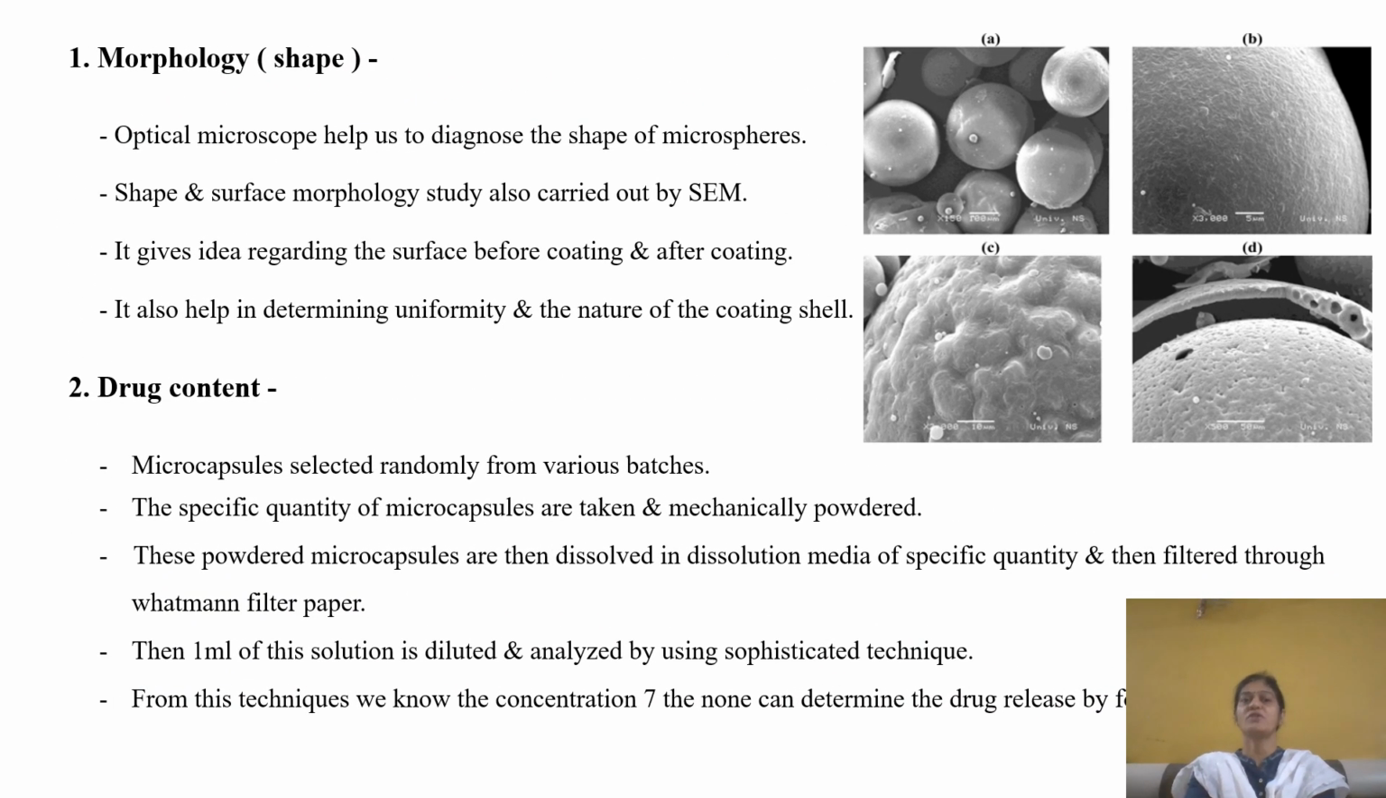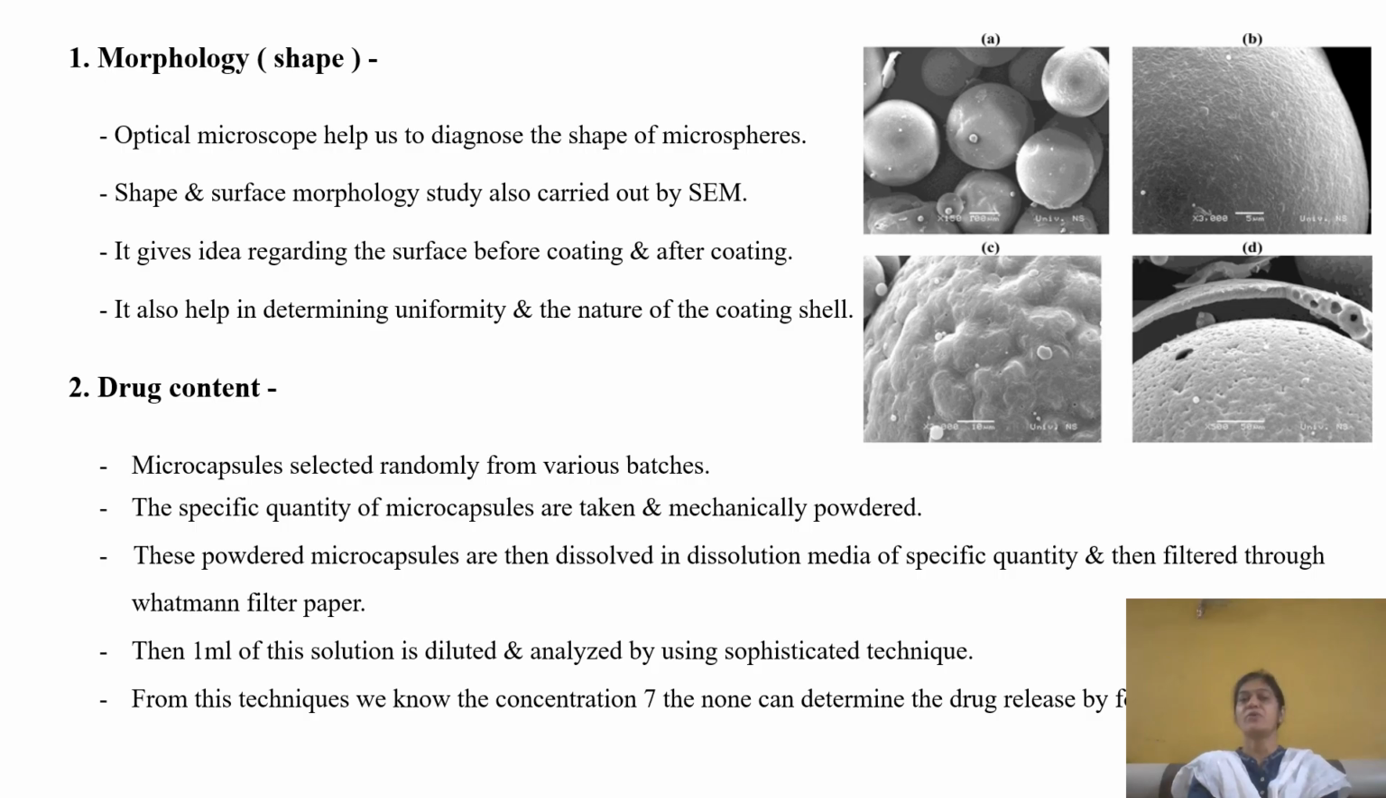In morphology, optical microscopy is most probably utilized to determine the shape of the microcapsule. Shape and surface morphology can again be carried out by the same. It gives an idea about the surface before the coating and after the coating. It also determines the uniformity and the nature of the coating shape. The next evaluation parameter is the drug content.